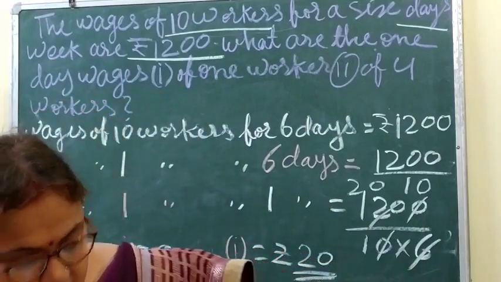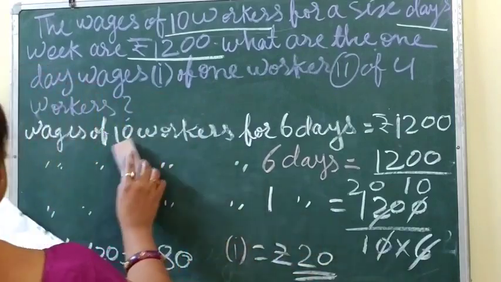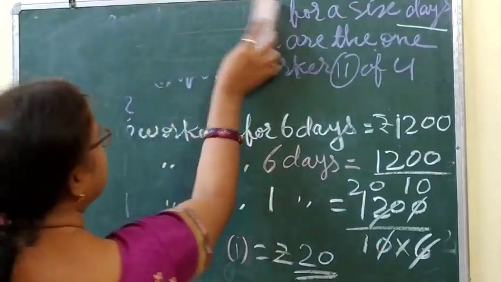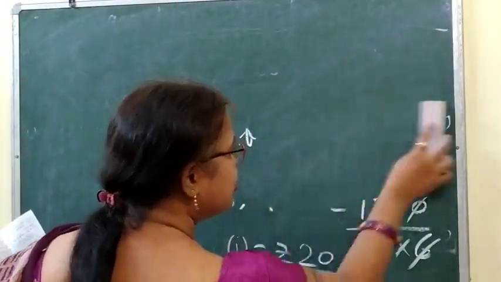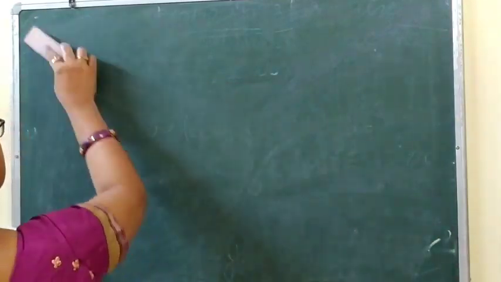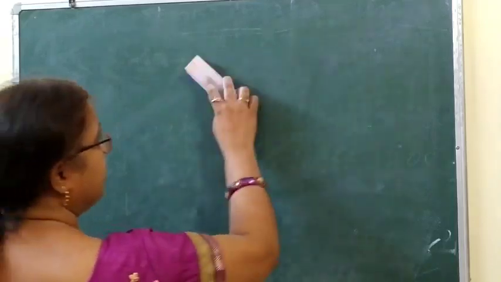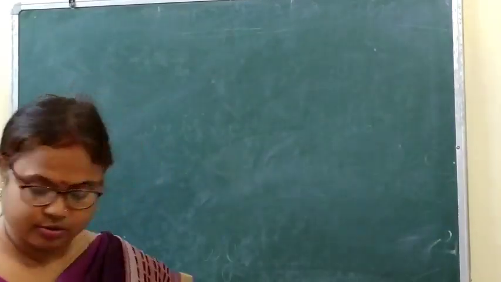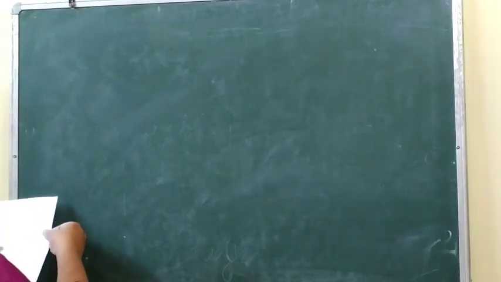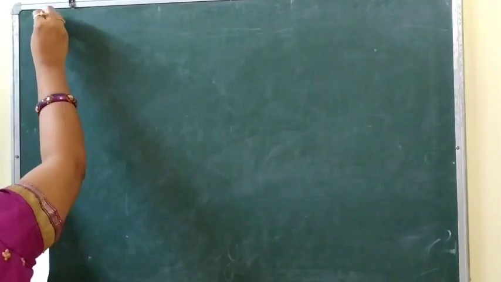Now let's solve another question. In the unitary method, there are two statements you can write to find the answer: the statement method also, and the second one is the arrow method. Arrow method you use when the two values are linked together. Clear? Now let's solve the next question.